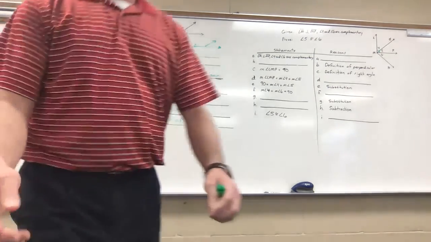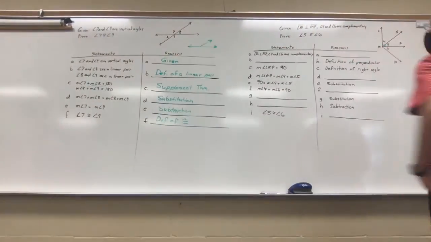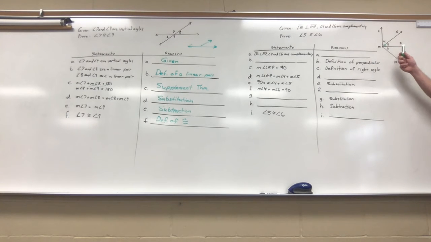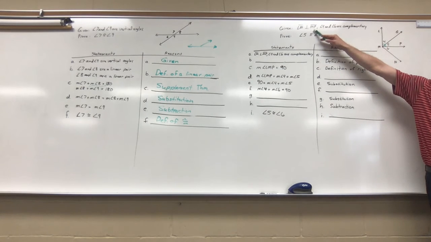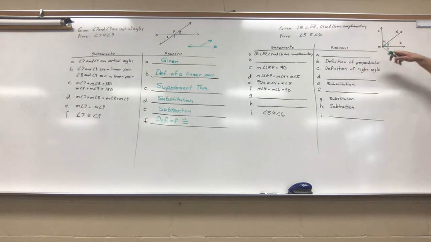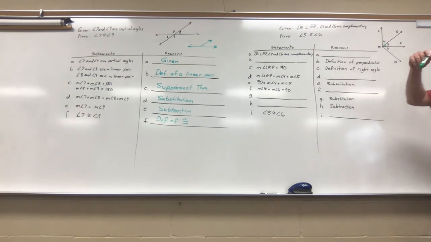Okay, we got another one over here. This one, our picture is a little bit different here. In the given, LM is perpendicular to MP, and I've marked that in our picture. LM is perpendicular to MP. If you remember, perpendicular means they're going to form a right angle. So where LM and MP meet up, I put the little right angle box in there. So if that helps, you can do that.